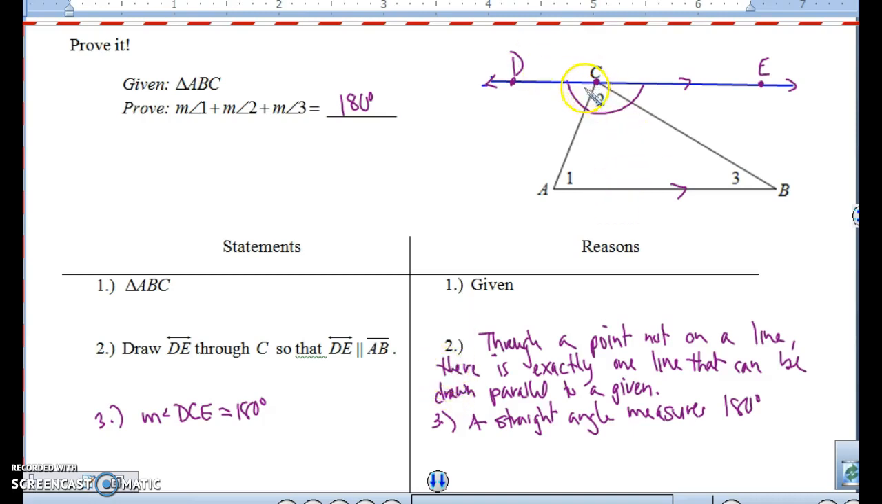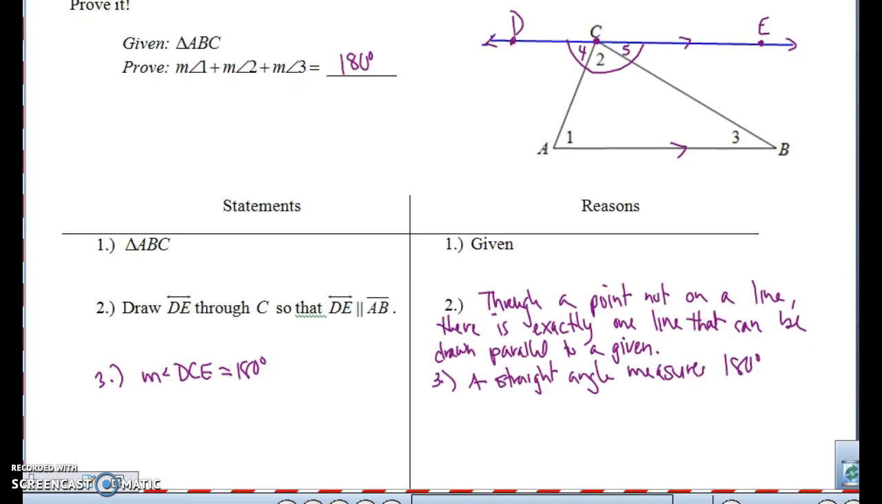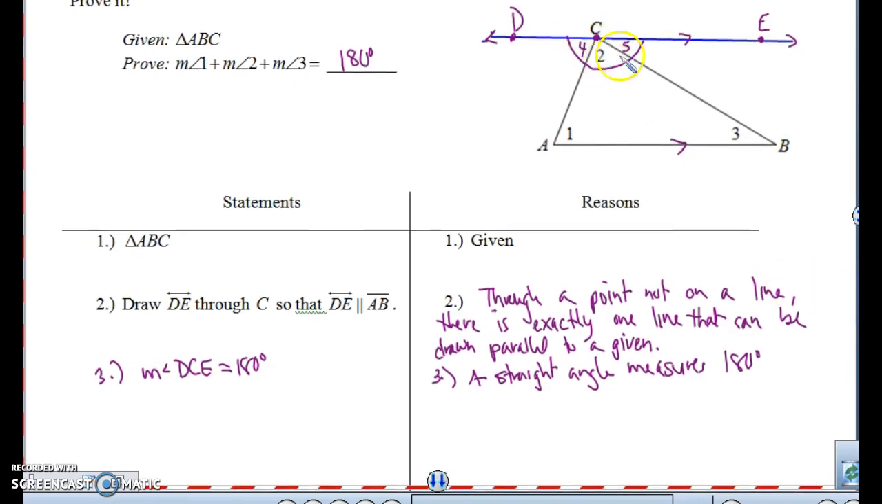Just for clarity's sake, I'm going to number them. I'm going to call this one angle 4, and I'm going to call this one angle 5. So, those three angles together, 4, 2, and 5 should all add up to 180 degrees, shouldn't they? Because a whole is equal to the sum of its parts. That is the partition postulate. So the measure of angle 4 plus the measure of angle 2 plus the measure of angle 5 should equal 180 degrees, or excuse me, is DCE. Because a whole is equal to the sum of its parts. That is partition.